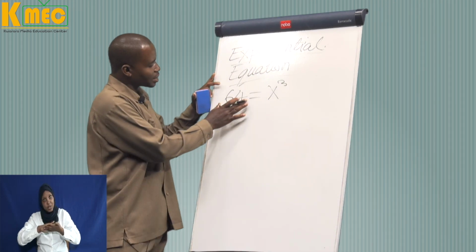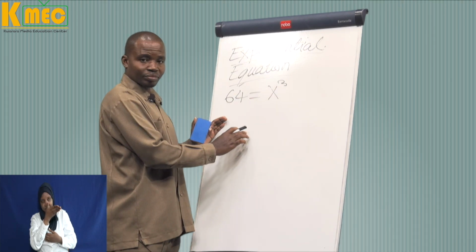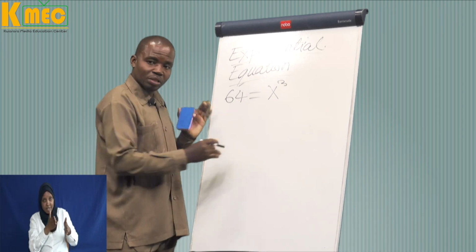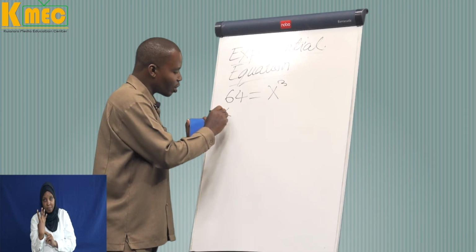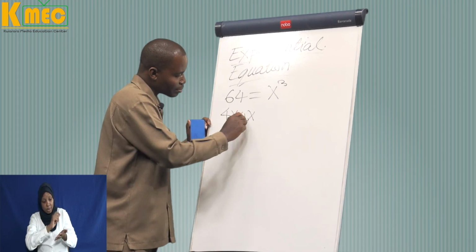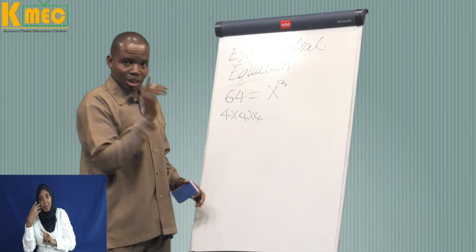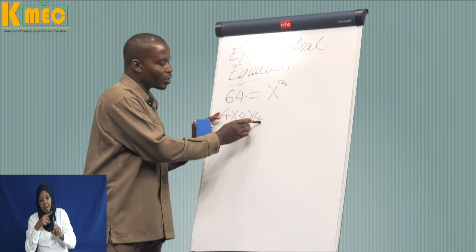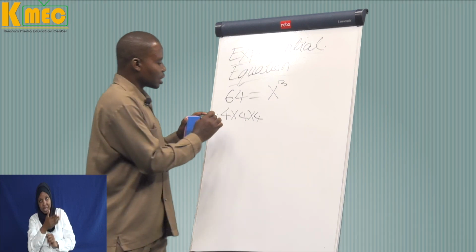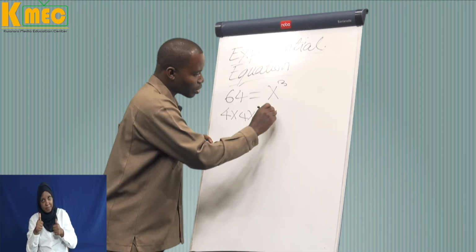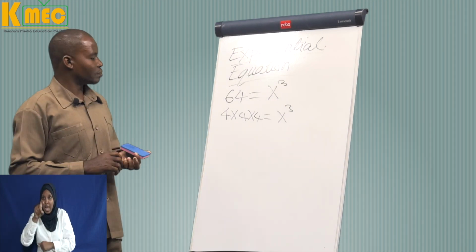We just split 64 to exponent of 3. So we can write 64 as 4 times 4 times 4. 4 times 4, 16. 16 times 4, 64. Very good. Here 4 times 4 times 4 is equal to x cubed.